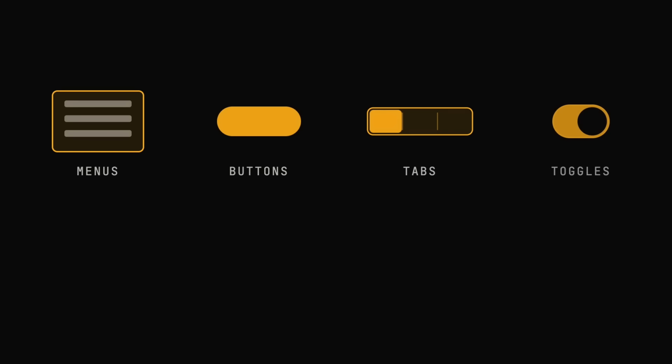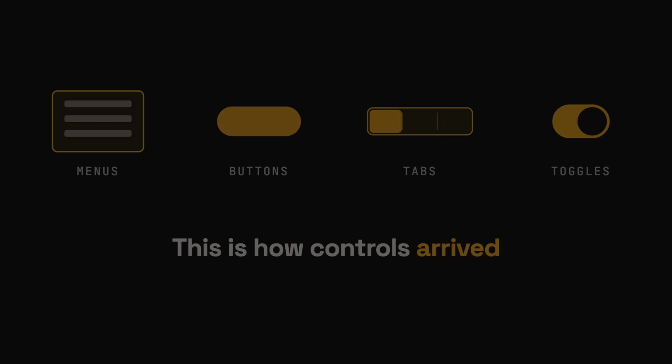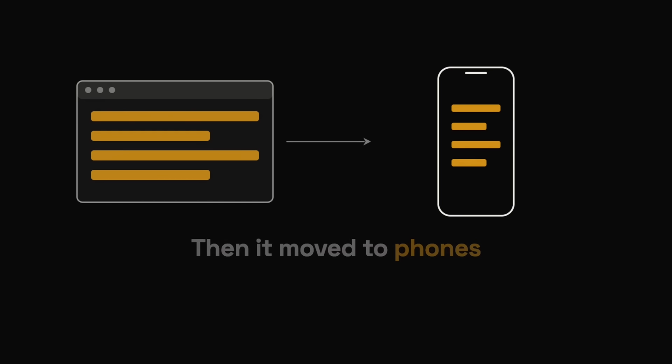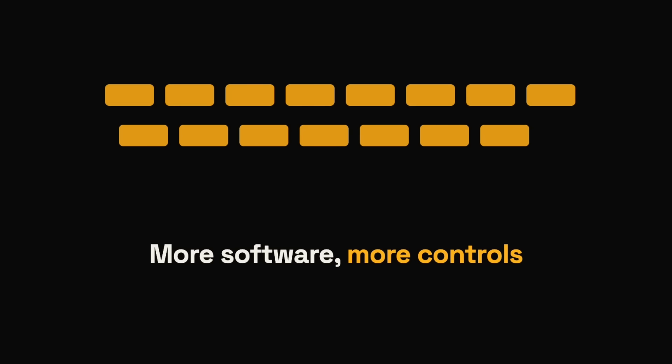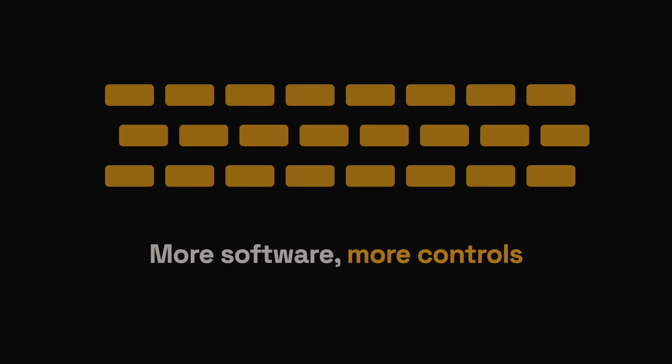This is how we got menus. This is how we got buttons and tabs and toggles. All of these elements, or controls, made software's possibilities visible. Over the years, and with a lot of adjustments, this has transferred to phones. Software, however, kept growing. We needed more controls.